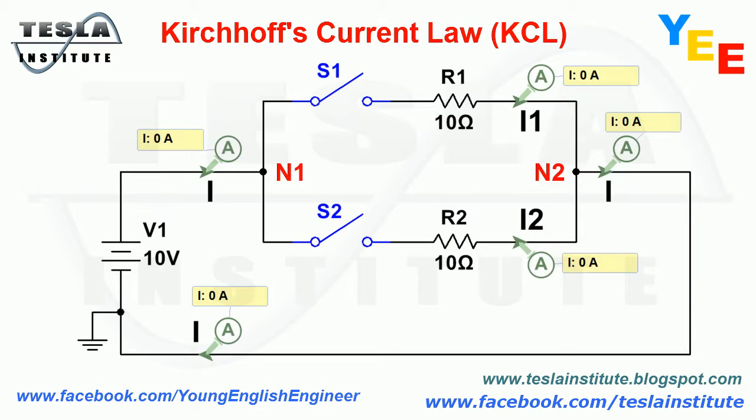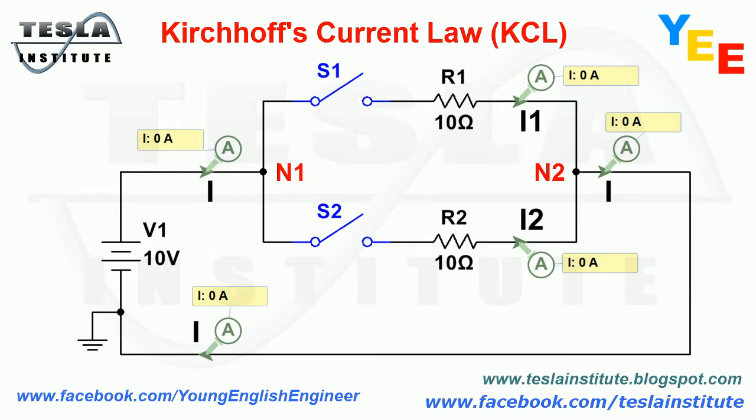Exercise 1. Here we have a simple circuit diagram. We can see a voltage source V1, two switches S1 and S2, and two resistors R1 and R2. The positive terminal of the voltage source is connected to both switches. On the other side, the switches are connected to resistors R1 and R2. Then both resistors are connected to the negative terminal of voltage source V1.